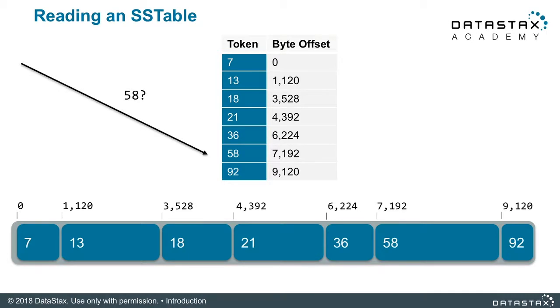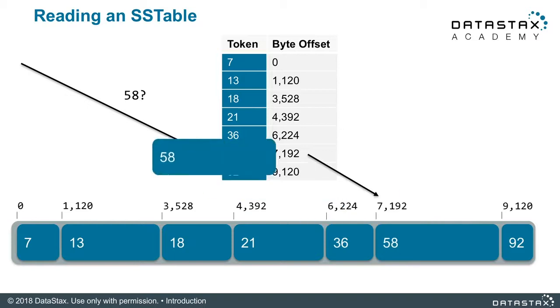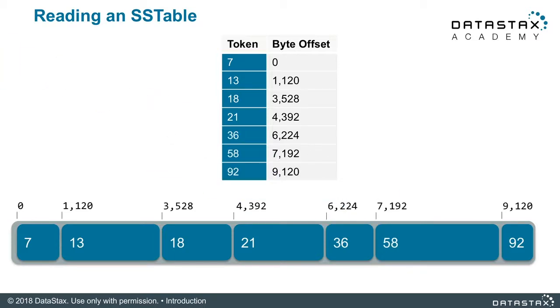Let's do a read. I want partition 58. Go to the index. Notice partition 58 resides at byte offset 7192. Seek to that location inside the SS table file, stream the data directly out of the file, and return the value in order to be coalesced with the other values pulled from the other SS tables and the mem table.